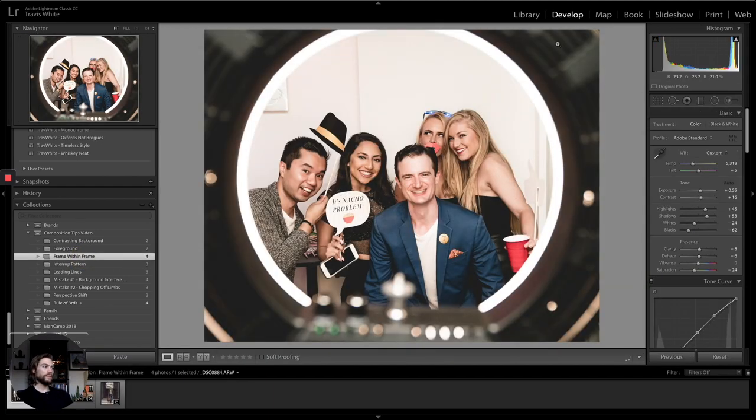Let's look at the next one, a frame within a frame. This was a shot I took for my buddies. I was just taking pictures and they had a ring light out. And I thought it would be really cool to use the ring light as a frame to light the people, and then also shoot through the ring light and frame everyone. So that's using natural objects as a frame within a frame. That's another really cool way to make your photo stand out.